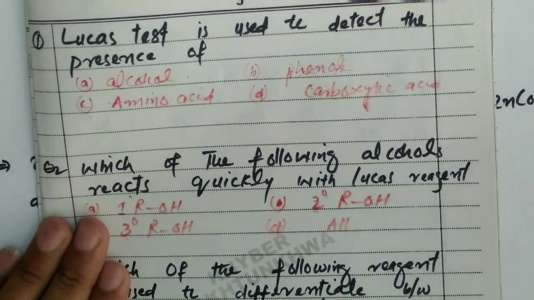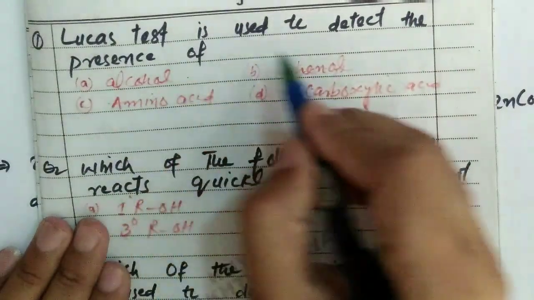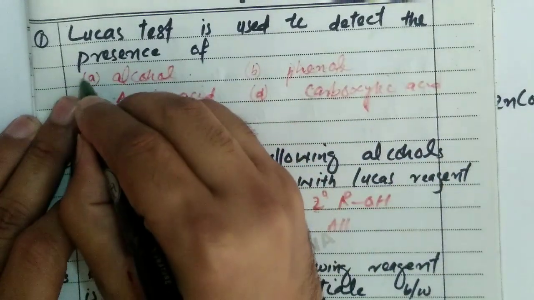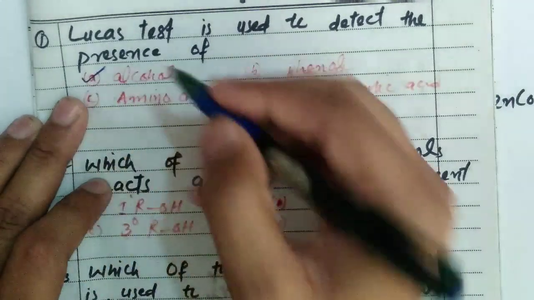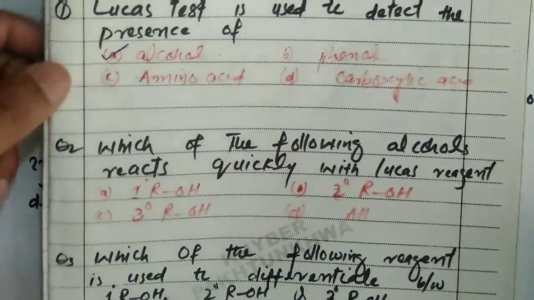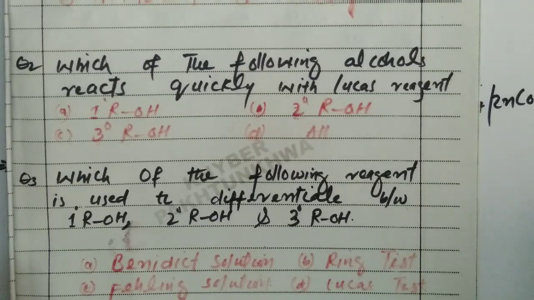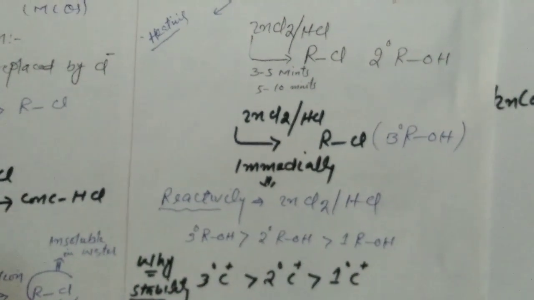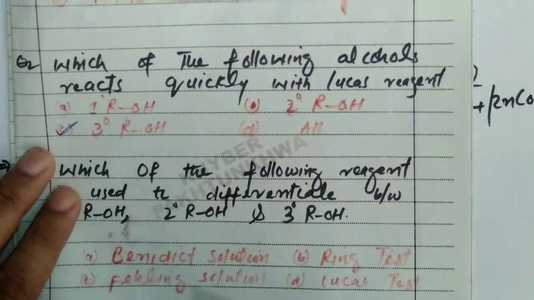basis of Lewis reagent. So first जो मैंने आपको बताया था, Lewis reagent is used to identify alcohol. So MCQs आया था, Lewis test is used to detect the presence of alcohol, phenol, amino acid and carboxylic acid. So of course we detect alcohol. If reaction happens with the Lewis reagent, so it indicates that alcohol is here. MCQs number second. Which one of the following alcohol reacts directly with the Lewis reagent? So I told you on the basis of reactivity, tertiary alcohol reacts immediately, and then secondary alcohol, and then primary alcohol. So tertiary alcohol reacts immediately.